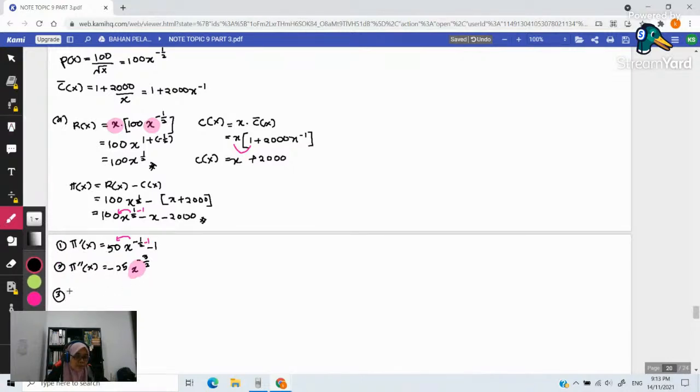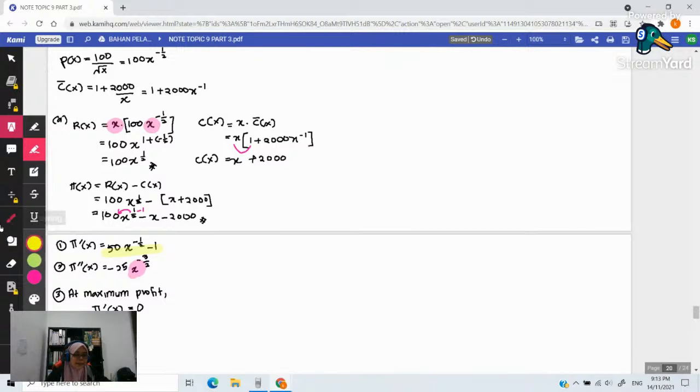So what is the third step? At maximum profit, pi prime x is equal to 0. So we reuse, I cancel this one for a moment. I copy all the pi prime x, which is 50, and I make sure the index is always positive: 50 over square root of x minus 1 equal to 0. So you can know that we need to find the variable x.